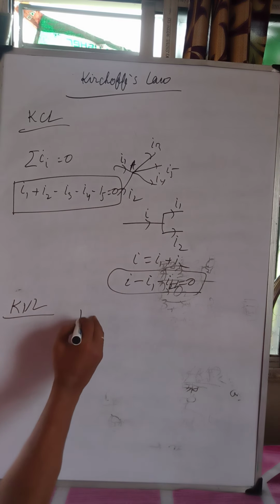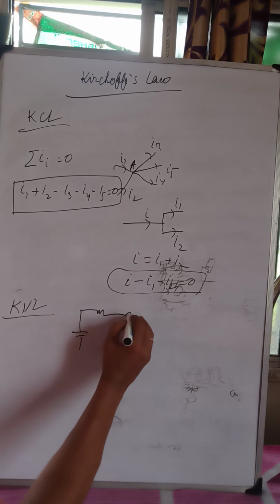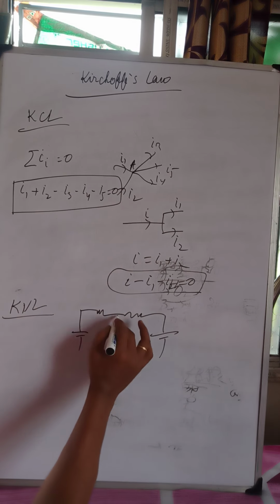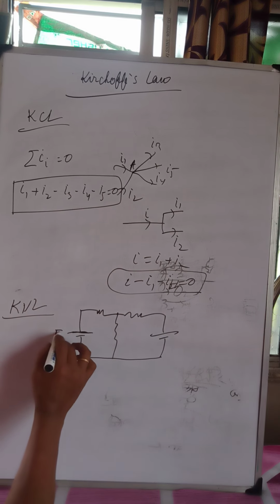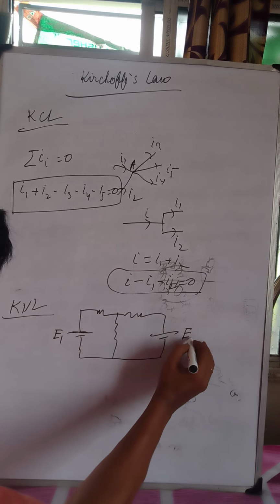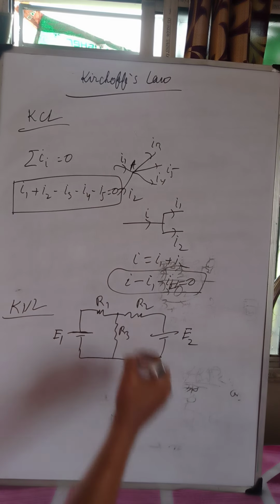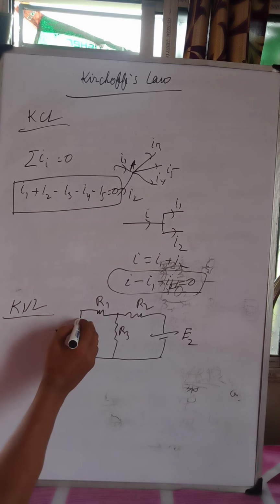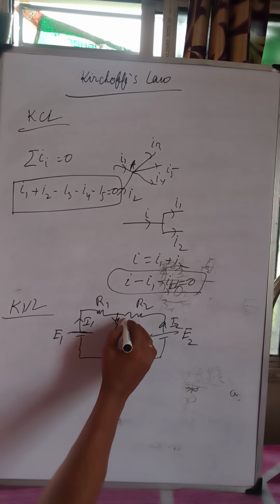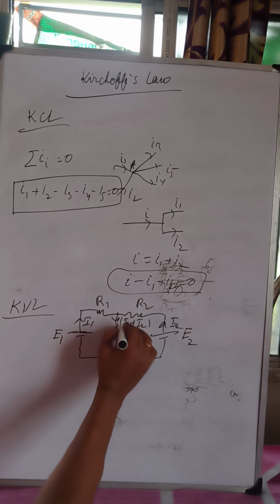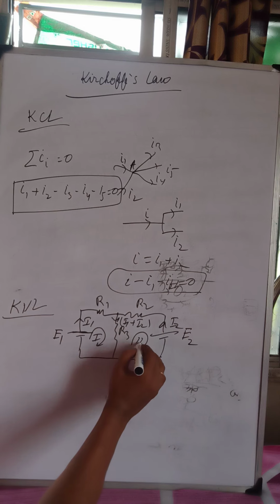Okay, I draw a circuit. Suppose there is a battery, there is a resistance R1, there is R2, and there is another battery, and a resistance R3. The EMF of that battery is E1, the EMF of that battery is E2. Now suppose current is I1 here, and here is I2, and here I1 plus I2. You can see that there is loop 1 and loop 2.